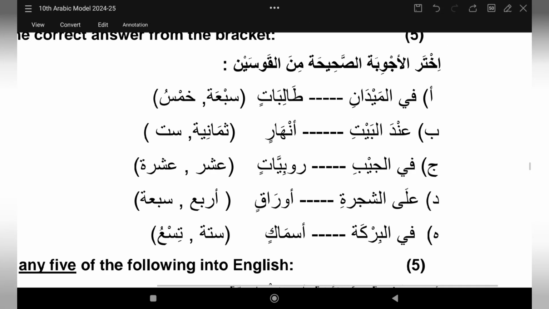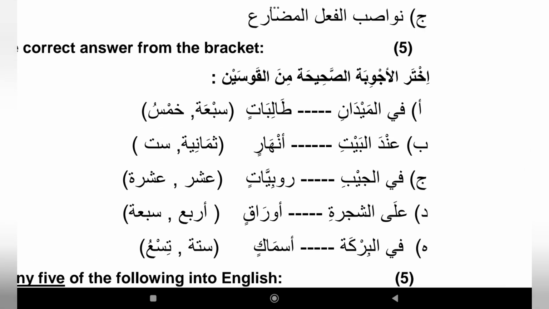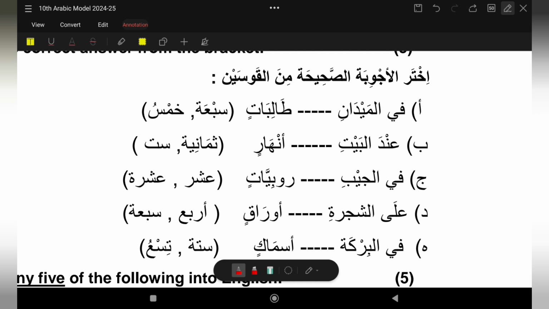Okay, so this is in connection with adad and ma'dud. We have studied the rule of adad and ma'dud, 3 to 10. If the ma'dud is mudhakkar, adad should be muannas. That is the rule. If the ma'dud is muannas, the adad should be mudhakkar. Look here, in that way we have to write the examples.